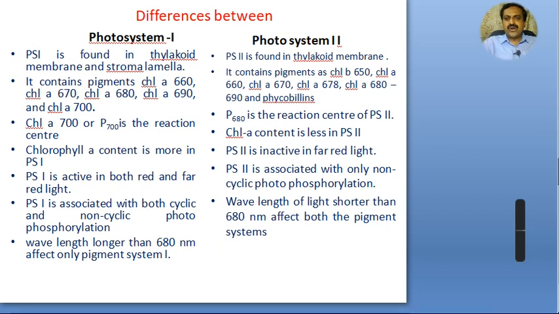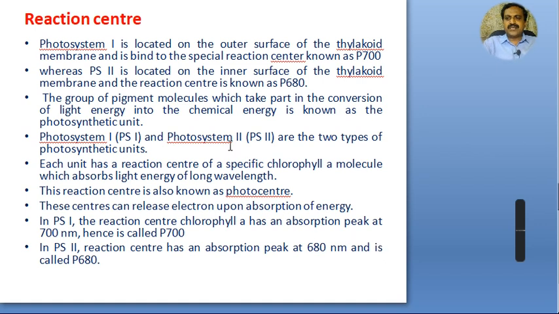So while explaining photosystem 1 and photosystem 2, all these factors have been given separately, and now in this slide the difference has been given. That is, what about the reaction center? It is found both in PS1 as well as in PS2. Reaction center is nothing but a pigment molecule which is capable of absorbing light and converting light energy into chemical energy. Such a pigment present in both PS1 and PS2 forms what is called the reaction center.